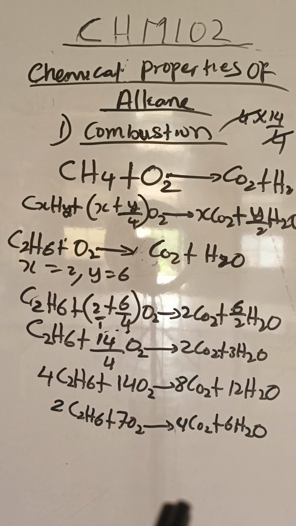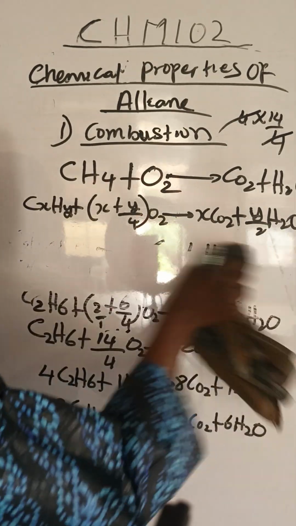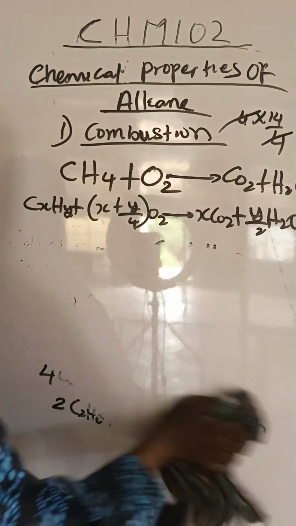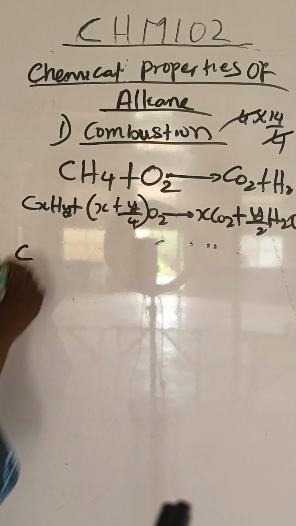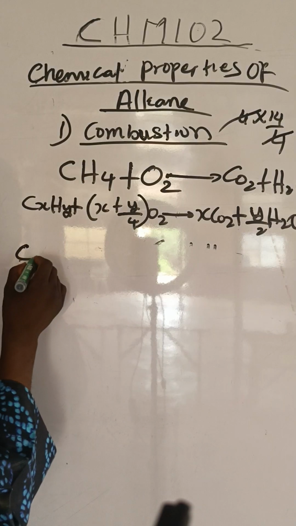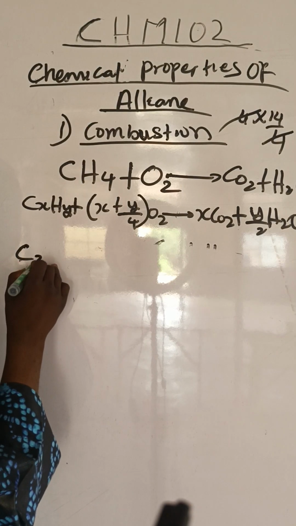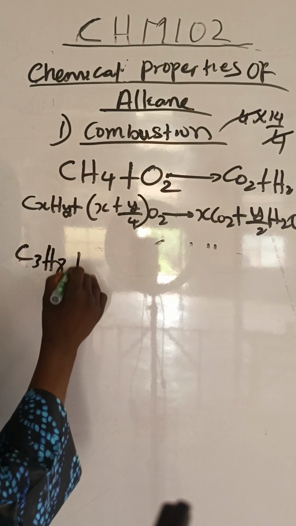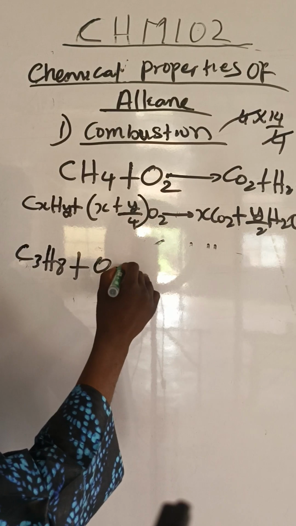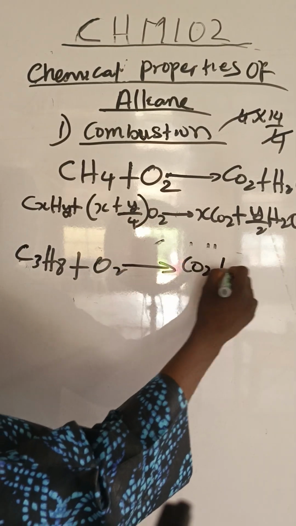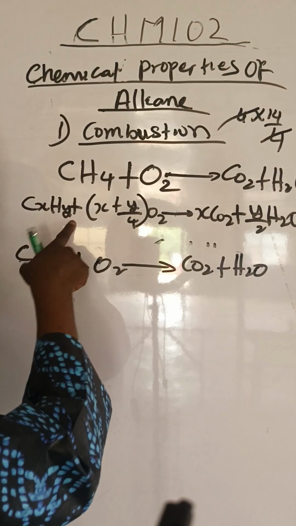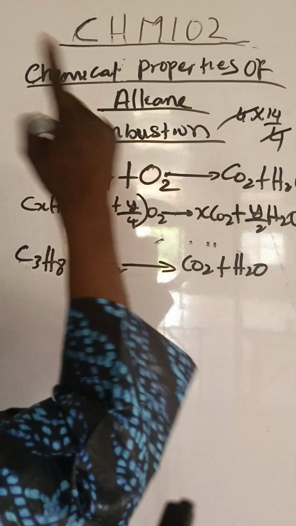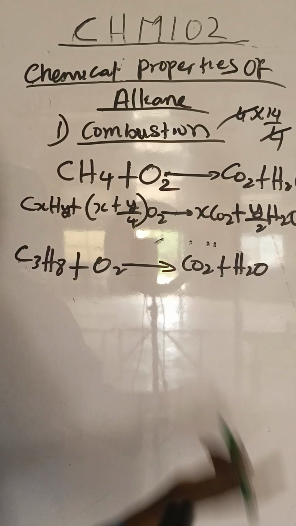So I want you guys to do the combustion reaction of propane and send the answer to me on WhatsApp. Propane is C3H8 plus O2 to give CO2 plus H2O. So this is propane. Use the combustion formula to balance the reaction and send it to me on WhatsApp.